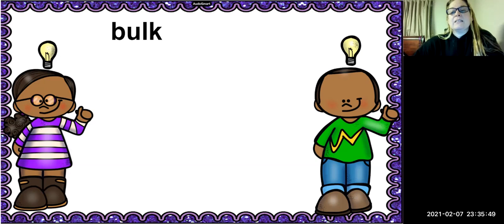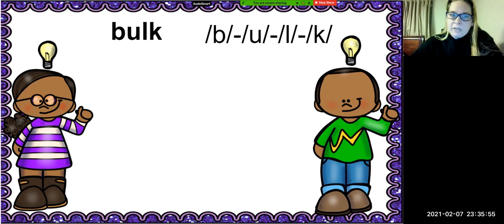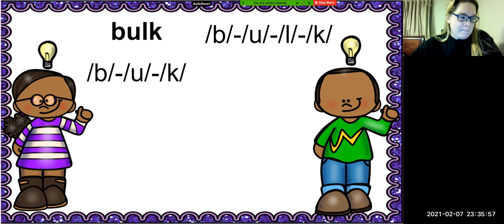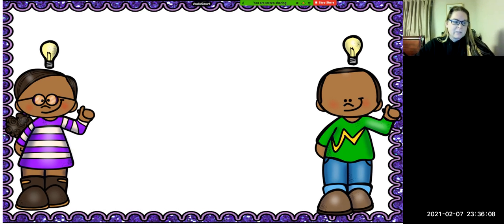Bulk is the sound, and the ulk is the blend. We're going to get rid of the ol part and just have, so the new word on the curve is buck. Very good. Okay, so today's spoonerism should be pretty simple today.